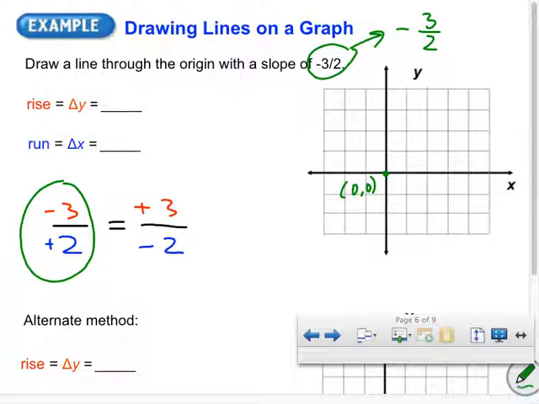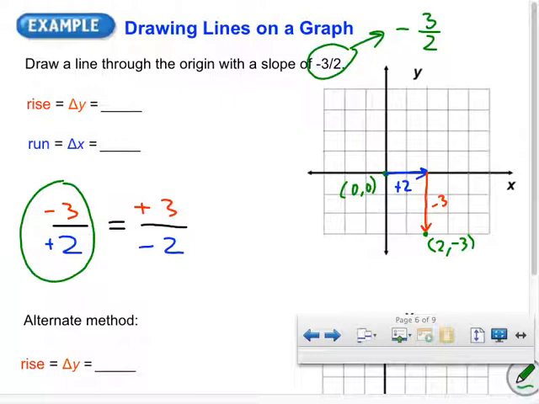Got it? So from here, your run is what? What's my run from the first one? It's positive 2. So which way am I going to go? To the right, 2 units. That's plus 2. And then what's my rise say? It says drop, because it's negative. How many units? 3. Minus 3. So now we have this other point right here. And this other point is what? 2, comma, negative 3.